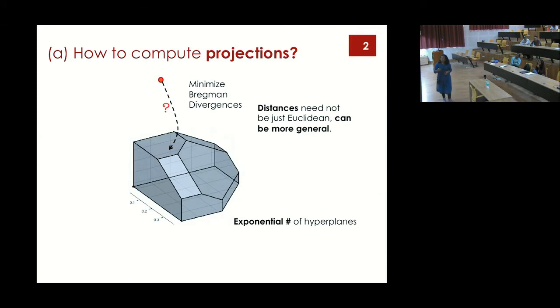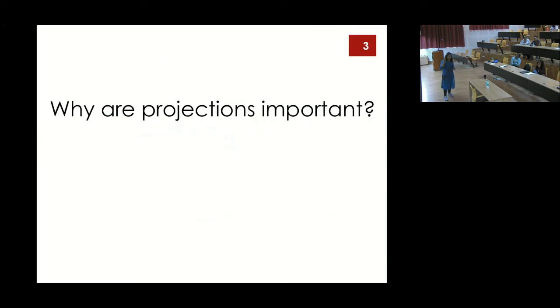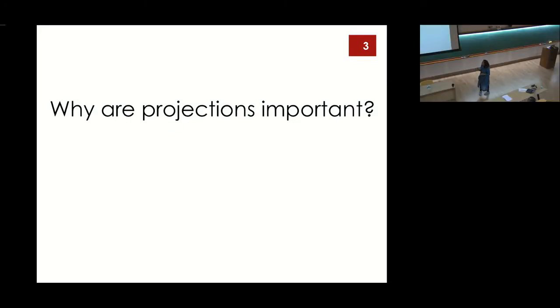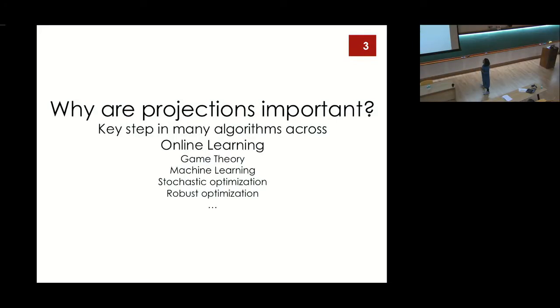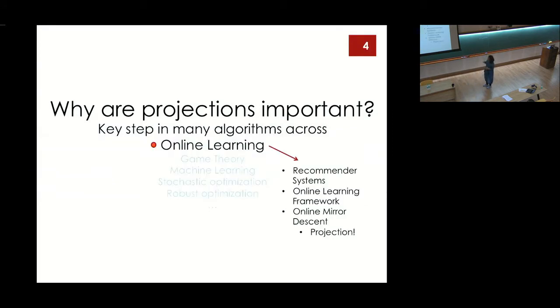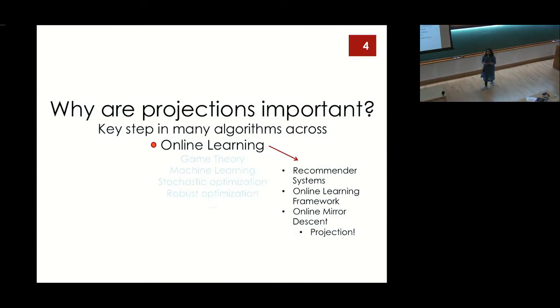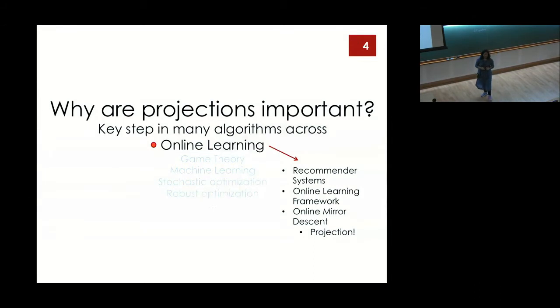Right. So first, let's answer the question: why are these projections important? Why do I care about this question? The simple answer is it's a key step in many algorithms across online learning, game theory, machine learning, robust and stochastic optimization. So in the next few slides, I'm going to focus on online learning and give you a simple toy example of how these projections arise as a bottleneck in many online learning algorithms.